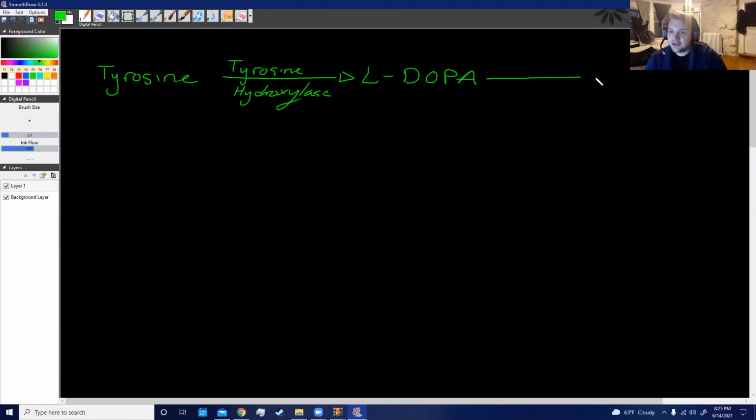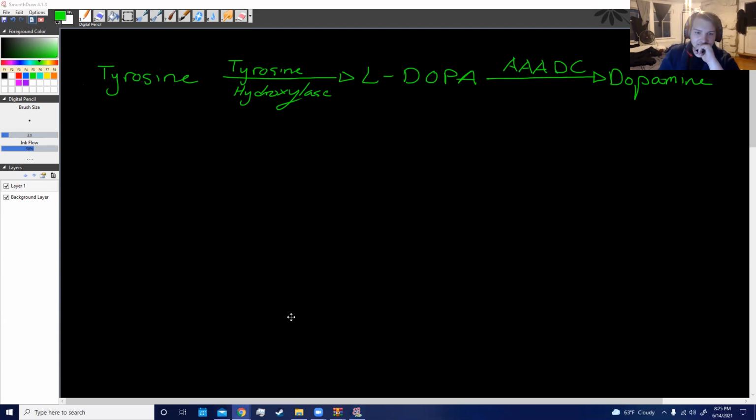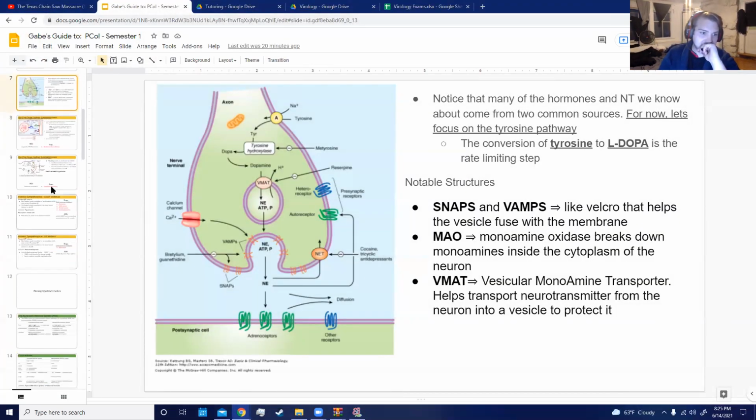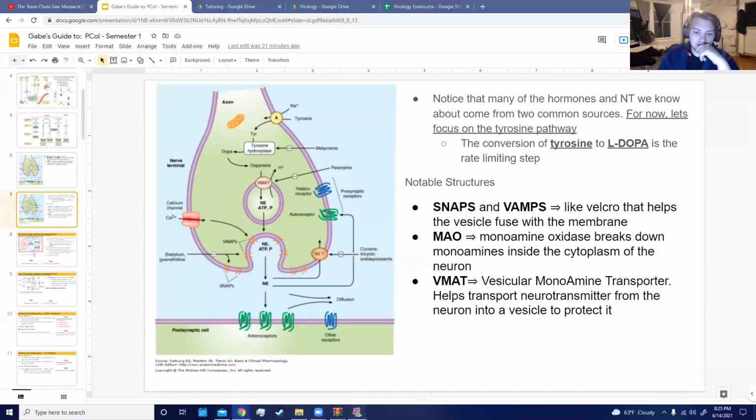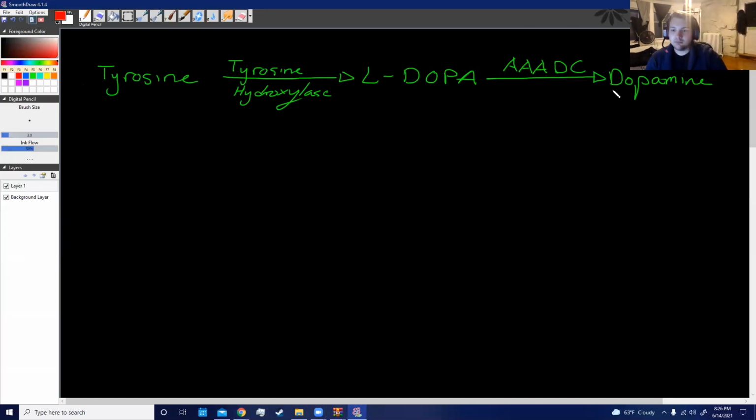L-dopa is then converted into dopamine via an enzyme that's called AAADC, aromatic amino acid decarboxylase. This enzyme is also more commonly referred to as dopa decarboxylase. I think that's what AAADC stands for, but you'll see a lot of the time dopa decarboxylase.